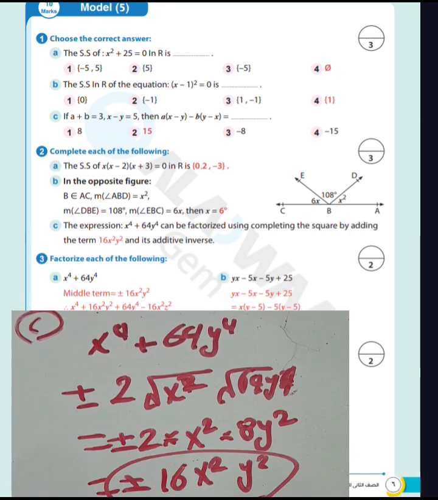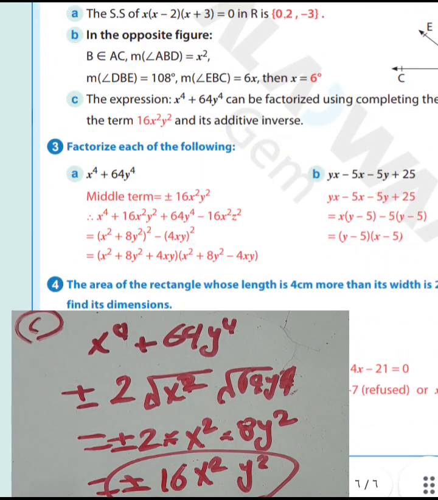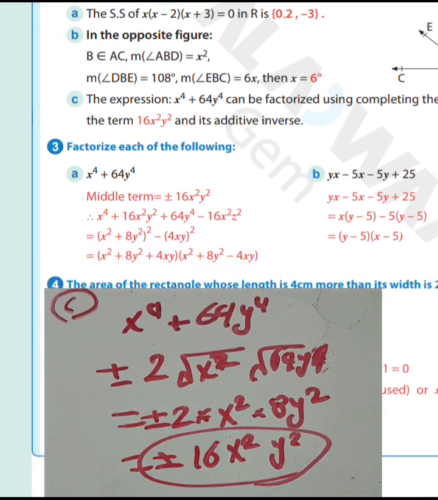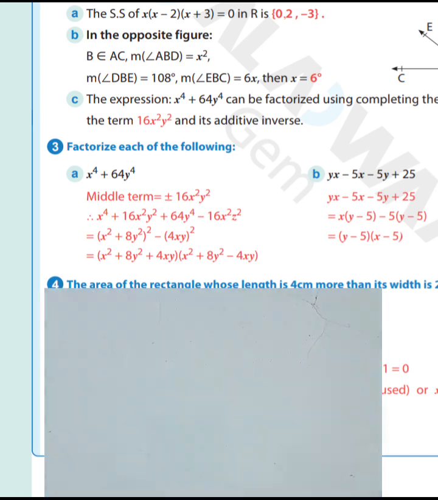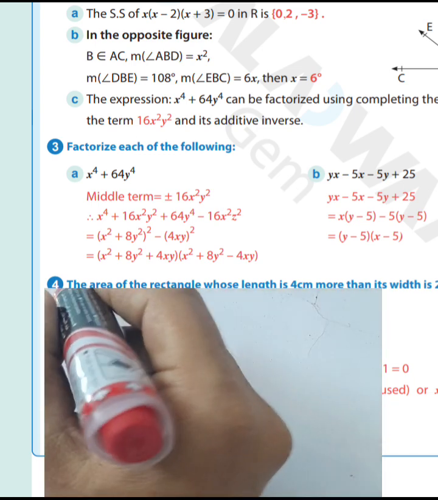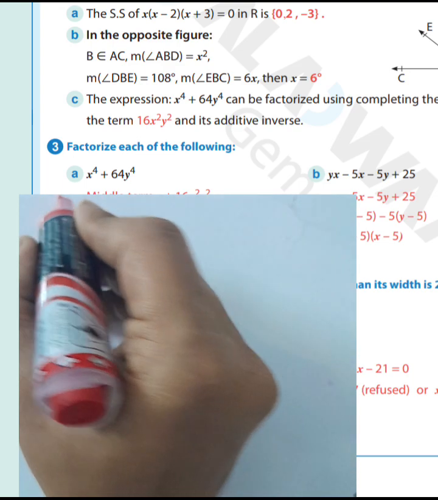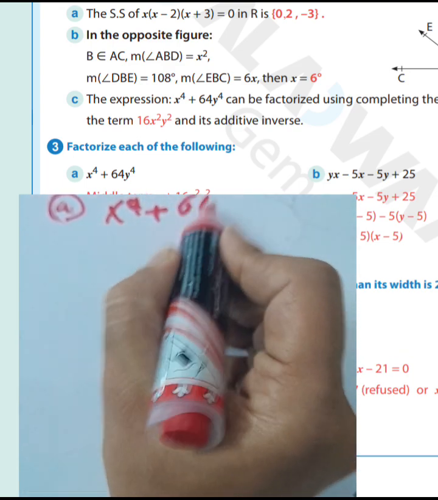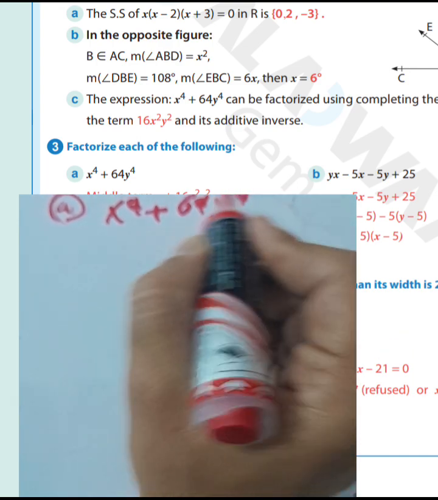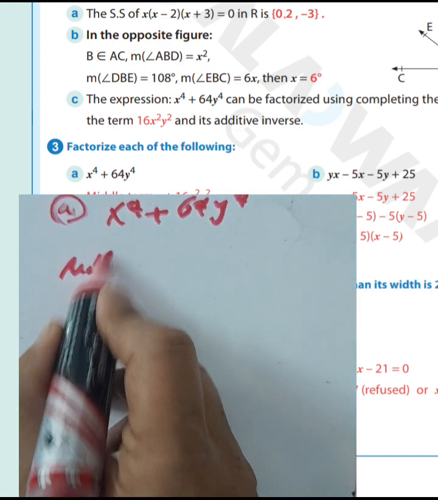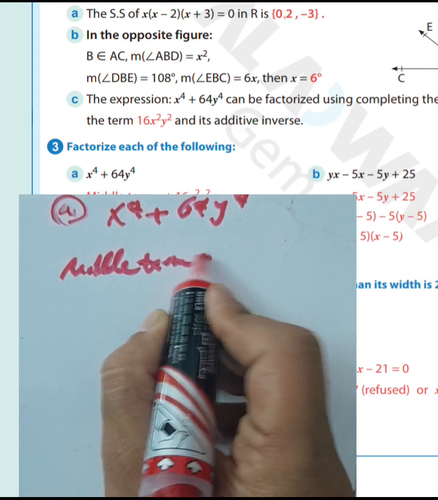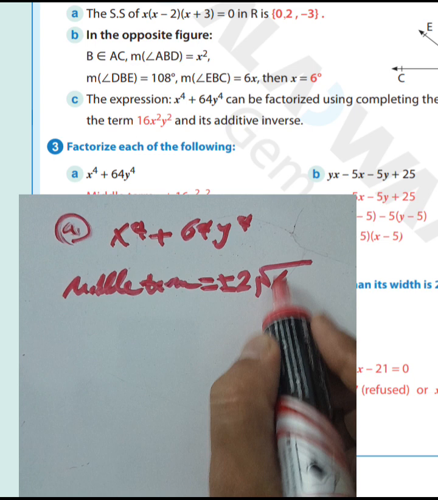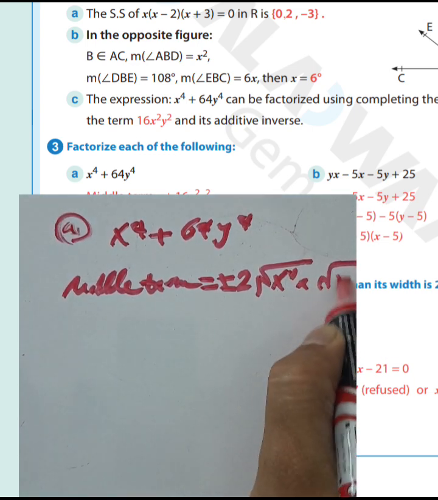Question number 3, factorizing the following. We can solve the example. It's very easy. You can solve it by adding and subtracting the middle term of this expression. Question letter E, we have x power 4 plus 64 y power 4. You can find the middle term: write positive or negative 2 times the square root of the first term x power 4 times the square root of 64 y power 4.